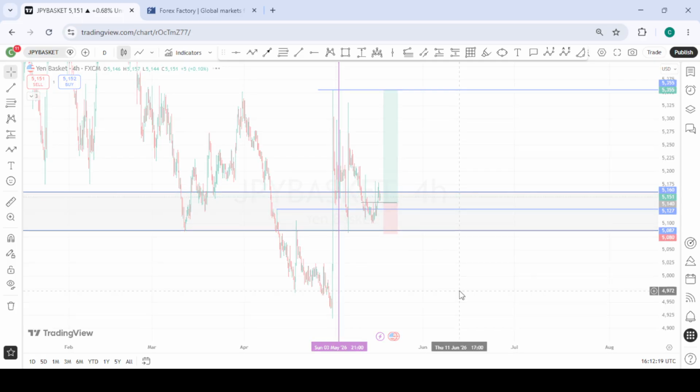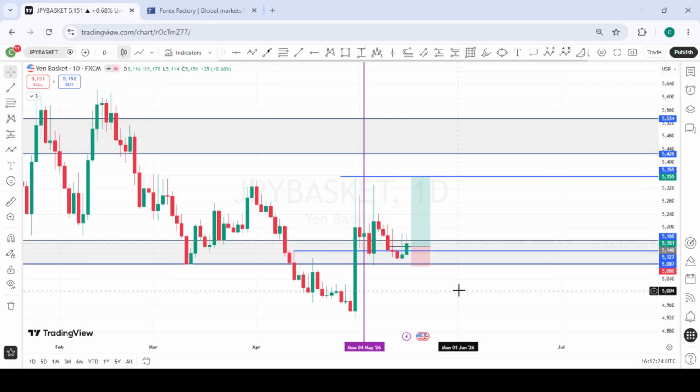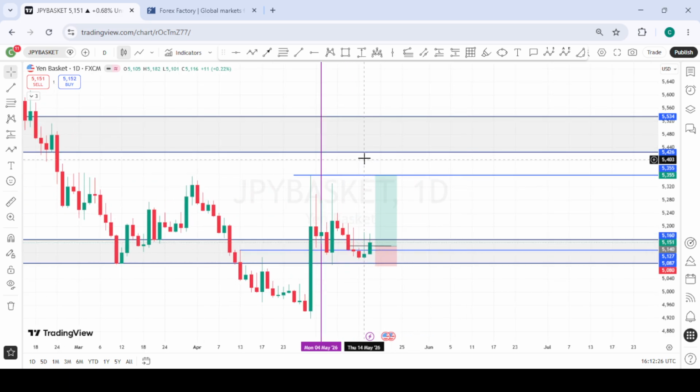This is the Japanese yen index. Initially I thought it was very bearish, but as we can see, price is likely going to move a bit higher or try to approach this area of interest we have above here.